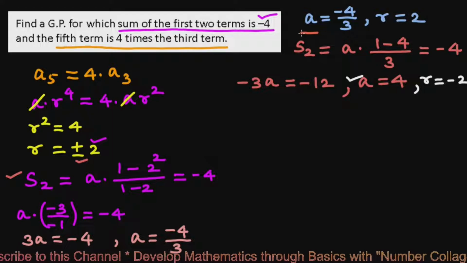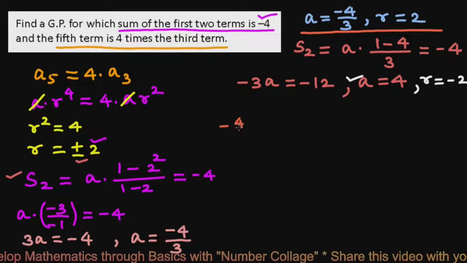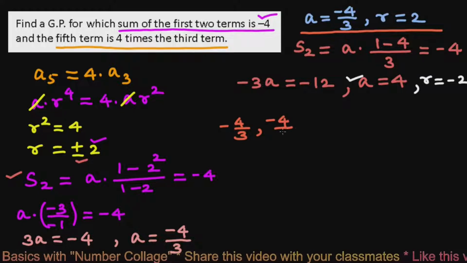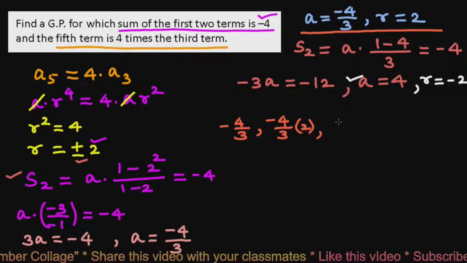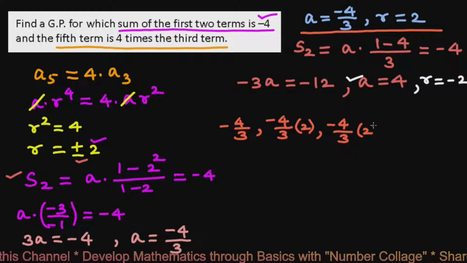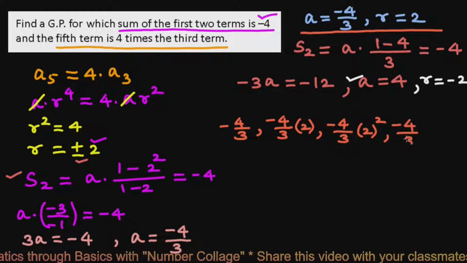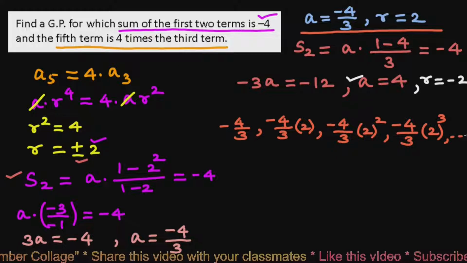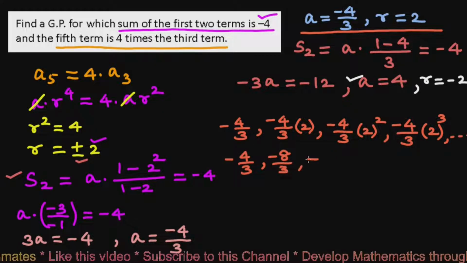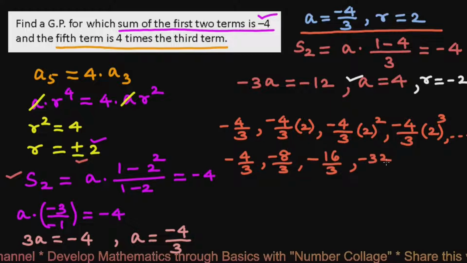Now with these two values we write the GP as a, minus 4 by 3, into ar, that is minus 4 by 3 into 2, comma ar square, that is minus 4 by 3 into 2 square, comma ar cube, that is minus 4 by 3 into 2 cube, and so forth. This will be minus 4 by 3, minus 8 by 3, minus 16 by 3, minus 32 by 3, and so forth.